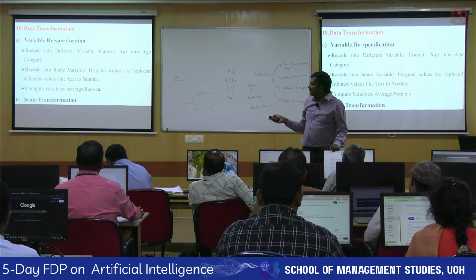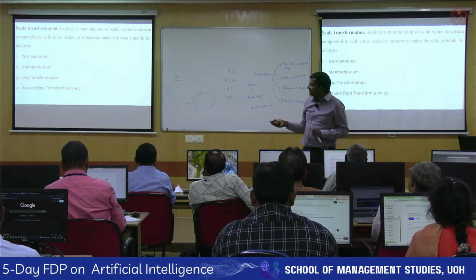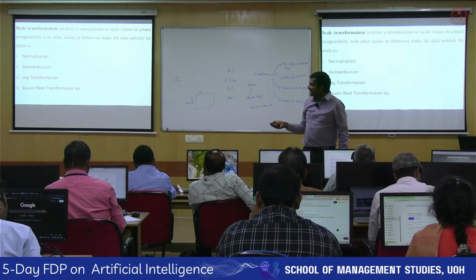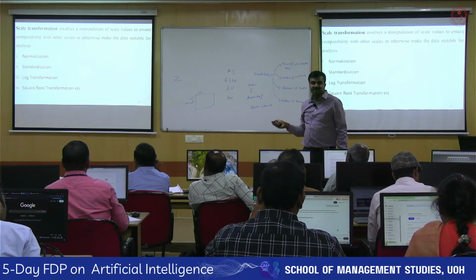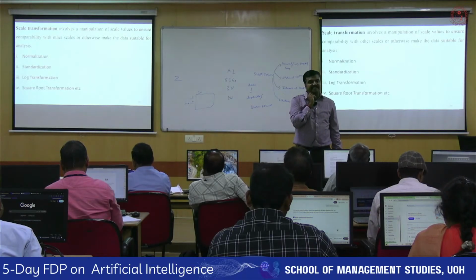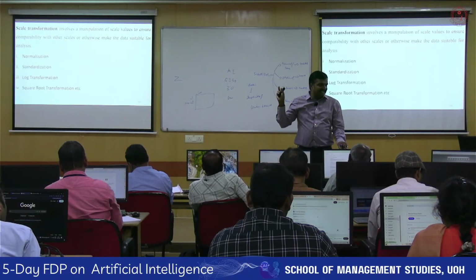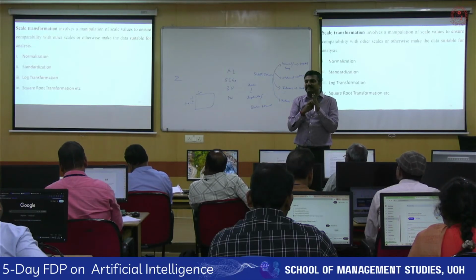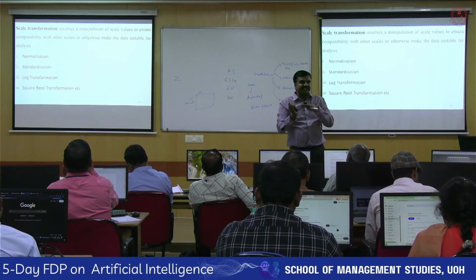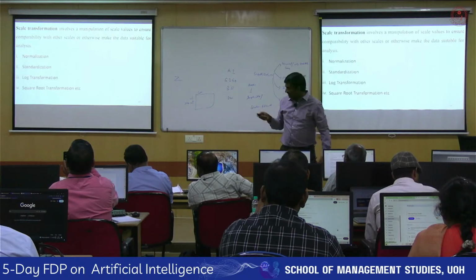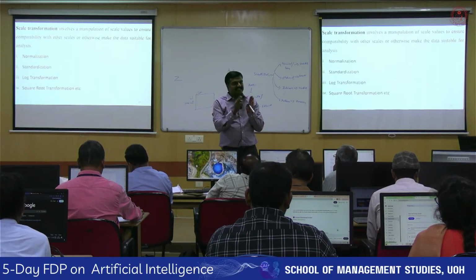Scale transformation. Please write down: scale transformation, normalization, standardization, log transformation, square root. Normally they use these methods. Why are we using this method? Because when you are analyzing the data, GDP is in one scale, salary is in another, and a 5-point scale is 1 to 5. It is a different scale, so we have to use this method. When data is skewed, left skewed or right skewed, and you want to normalize the data, we have to use this. All these methods come under scale transformation.